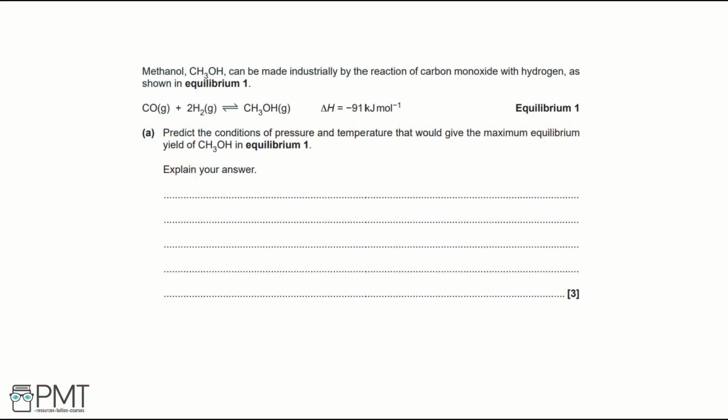Methanol, CH3OH, can be made industrially by the reaction of carbon monoxide with hydrogen as shown in equilibrium 1. Part A. Predict the conditions of pressure and temperature that would give the maximum equilibrium yield of methanol in equilibrium 1. Explain your answer. So firstly, we want to be producing more methanol to get a maximum equilibrium yield.